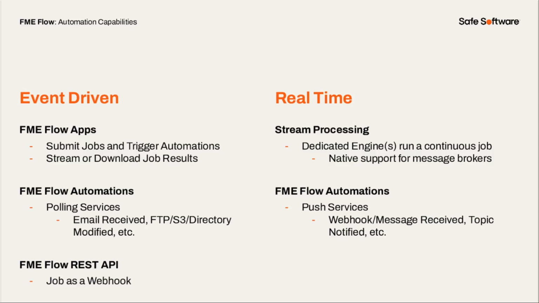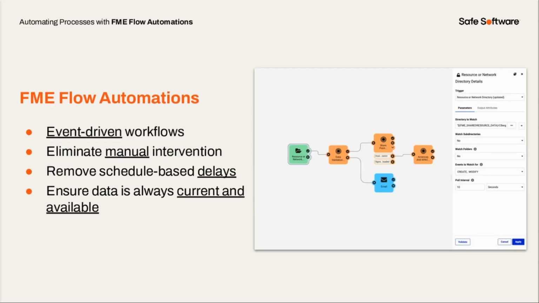On the real-time side of things, this is where you can get a little bit more fancy with IoT based workspaces. So you can run a job continuously effectively if you're working with any sensor data, or you can have push services start off your automations as well. They're called triggers in FME Flow automations, but this can be something like a webhook being received or a topic being notified. All of these things can start off your FME Flow automations.